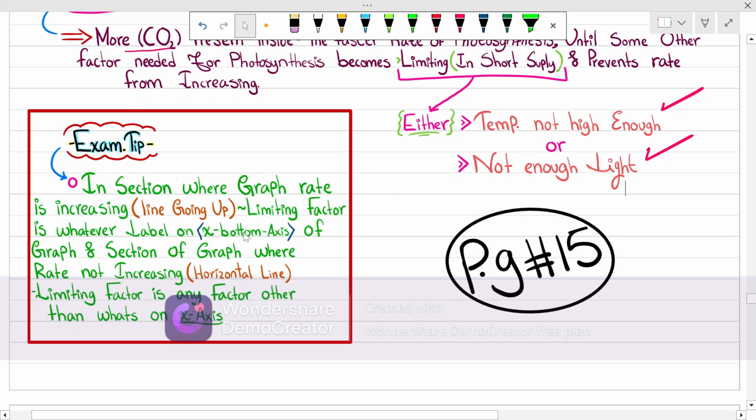A quick exam tip: in the section of the graph where the rate is increasing, the line is going up, the linear section, the limiting factor is whatever is labeled on the x-axis. While in the section of the graph where the rate is not increasing, the horizontal line after the linear part, the limiting factor is any factor other than what's on the x-axis.